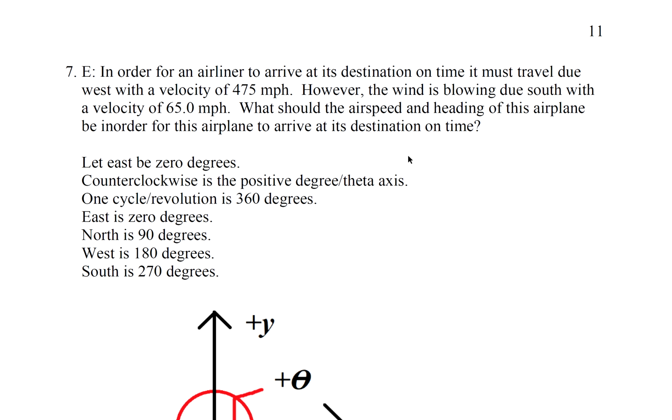Question 7. In order for an airliner to arrive at its destination on time, it must travel due west, which is 180 degrees, with a velocity of 475 miles per hour. However, the wind is blowing due south with a velocity of 65 miles per hour. What should the airspeed and heading of this airplane be in order for it to arrive at its destination on time?